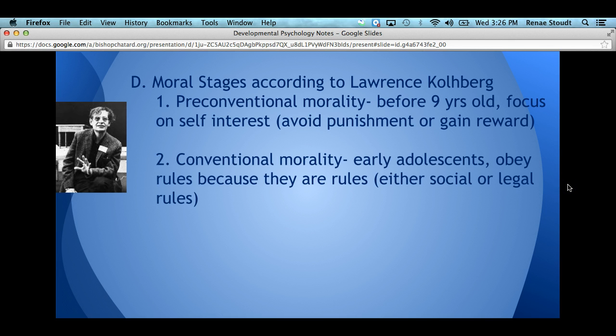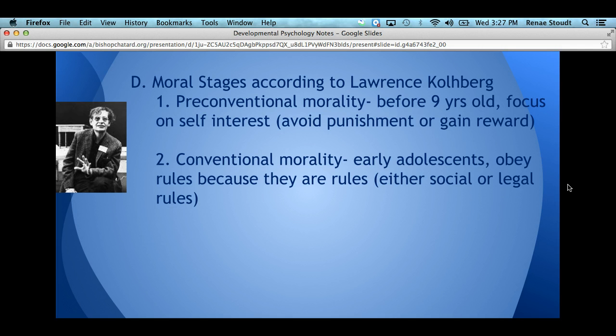All right, the second stage is conventional morality, and conventional morality, he said, is early adolescence. This is the idea that you obey rules because they are rules. These can be either legal rules or societal rules. This is what society says. Individuals at this stage would basically view things as very black or white, and there's not a whole lot of gray in the middle.